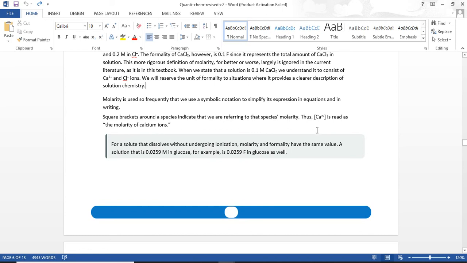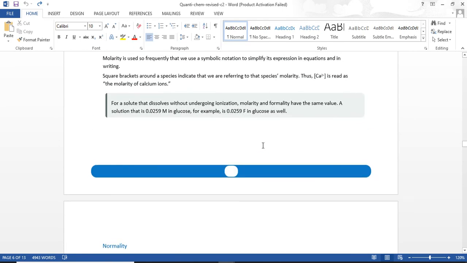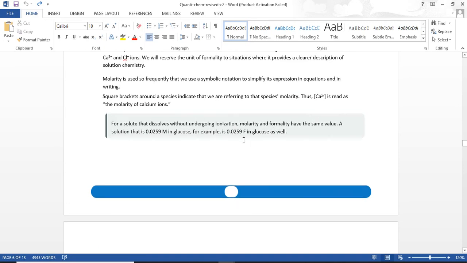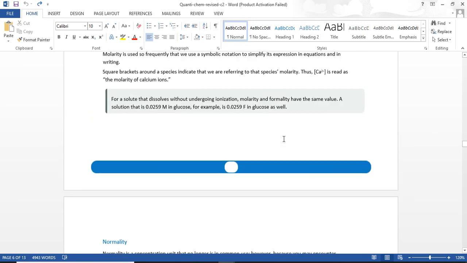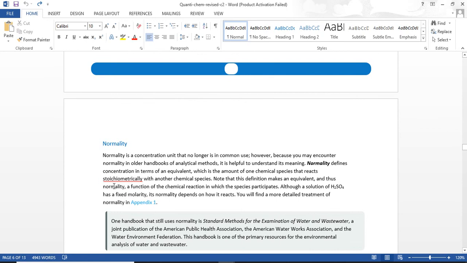If the solute dissolves without undergoing ionization, molarity and formality have the same value. A solution of 0.0259 M glucose, for example, is also 0.0259 F in glucose as well. So it is the same, only the units change. Now, for normality, that is next in our class.